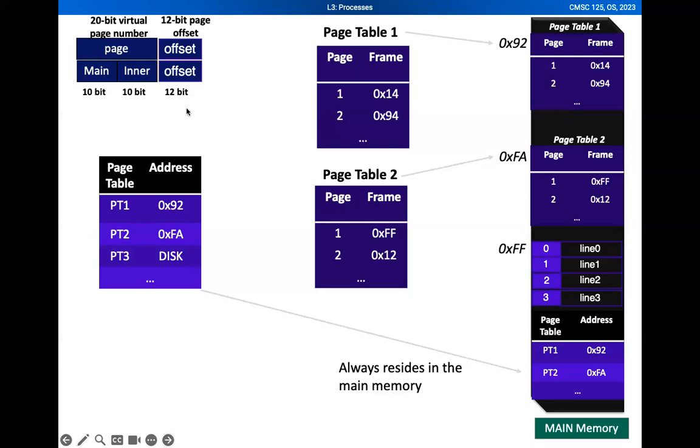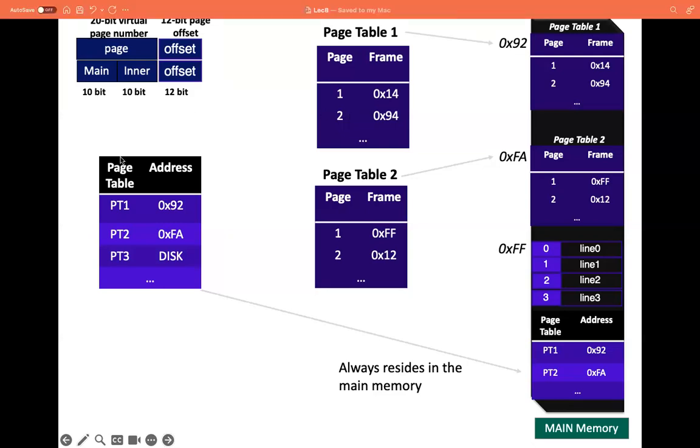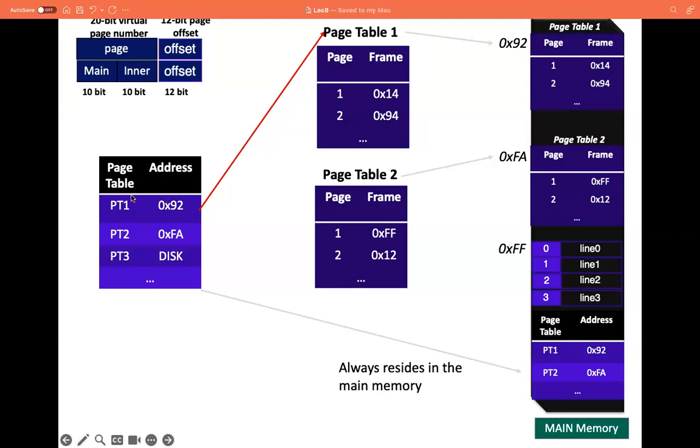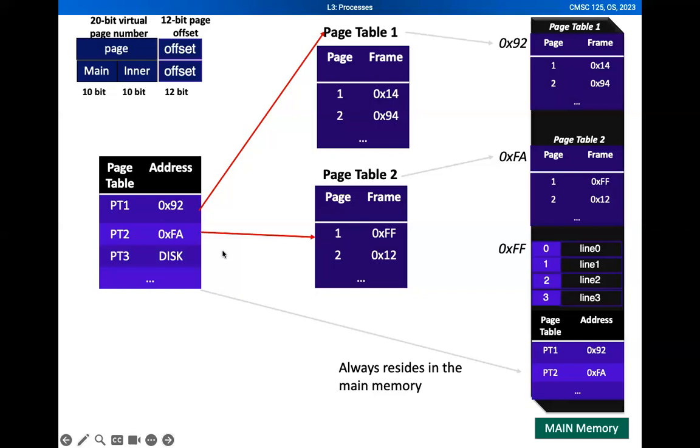So let's have an example. But take note, this outer page table, the main table, will always reside in the main memory, since we are going to use this main table to always access our smaller tables. Without this, we wouldn't know where the smaller tables are residing. Okay, now this outer table contains all of the addresses of our page tables.